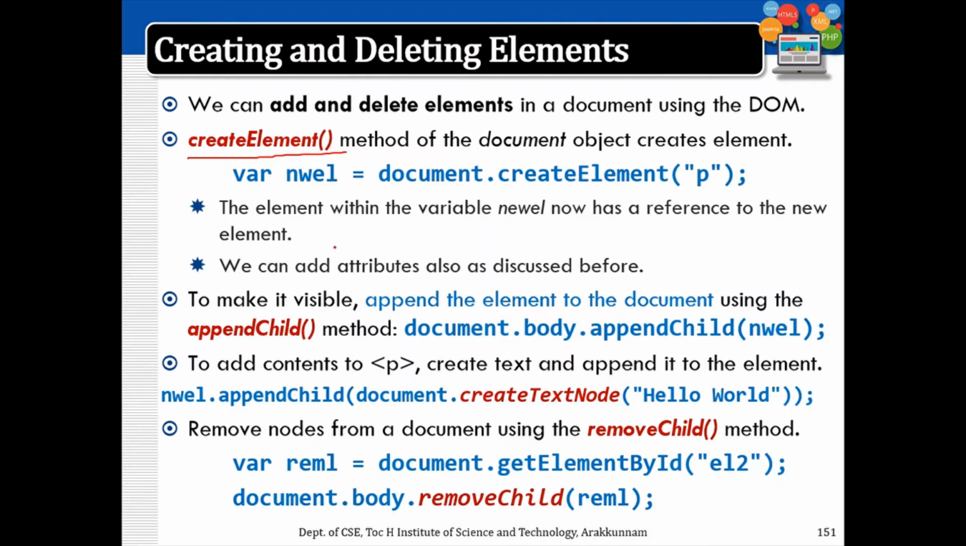Two methods are there. First of all, the createElement method is used to create an element. This is how it is used: newElement, NWEL, is equal to document.createElement, a method of the document object. E is capital. createElement P, so I am going to create a P tag. We don't have to give the angle brackets, we just have to give the name of the tag. Once it is created, we need to append the element to the document.